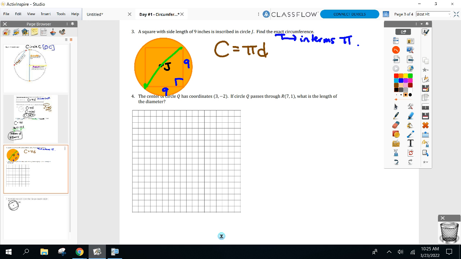9 squared plus 9 squared equals c squared. Yep, good work. 9 squared plus 9 squared equals c squared. 81 plus 81 equals c squared. 162 equals c squared. What do I still have to do here? Take the square root on both sides.